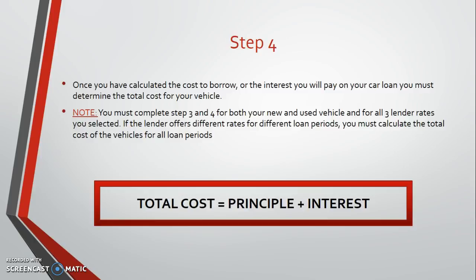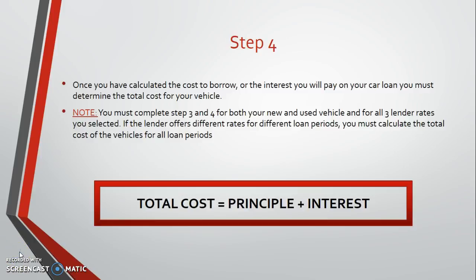Step 4. Once you have calculated the cost to borrow, or the interest you will pay on your car loan, you must determine the total cost for your vehicle. The total cost is the principal plus the interest. So we said in the previous example that my principal was $1,000 and that my interest was $368, creating a total cost for my vehicle of $1,368.